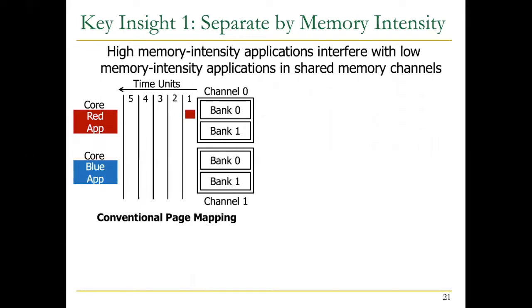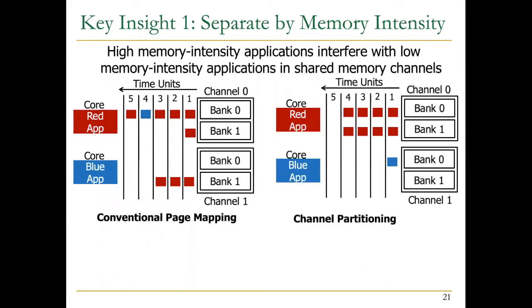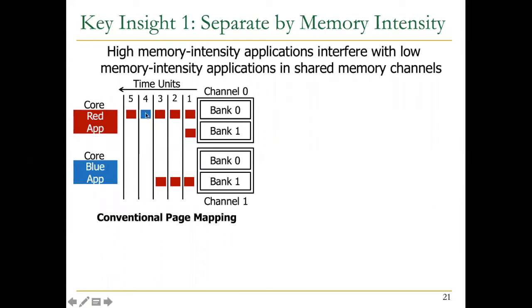We're going to separate these two applications to two different channels later on, but conventional page mapping may actually map the requests of these applications to the same channel, just like it has happened over here. Now, this doesn't sound good for the blue application, because the blue application finishes its request after 4 time units, and the red application finishes its last request after 5 time units. So this is the delay.